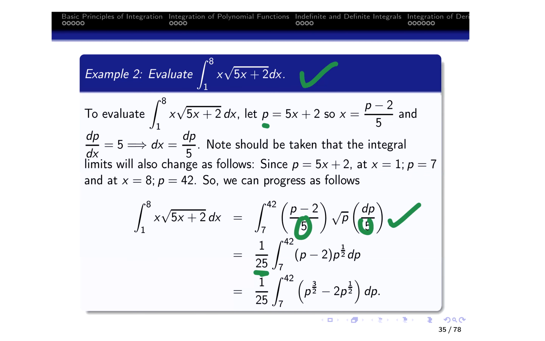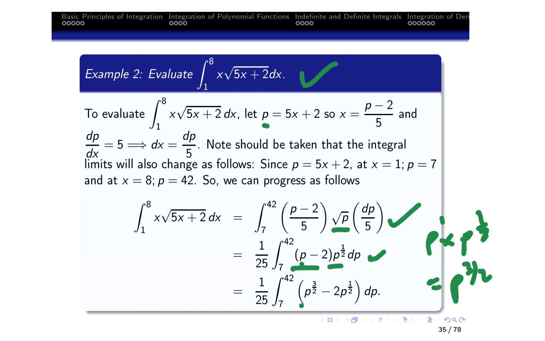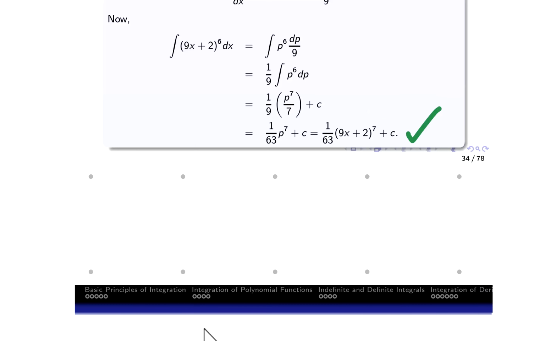So you have p minus 2 here left. Then square root of p is the same thing as p raised power half, which is easier to integrate. Then you have dp here because that 5 is gone out. So you have p times p raised power 1 over 2. That's p raised power 1. And from indices, you have 1 plus half. That's 3 over 2. So that's why you have p raised power 3 over 2 minus 2 times p raised power half dp. So it's easier now to integrate these two because they look like polynomials. So we go to take care of that.